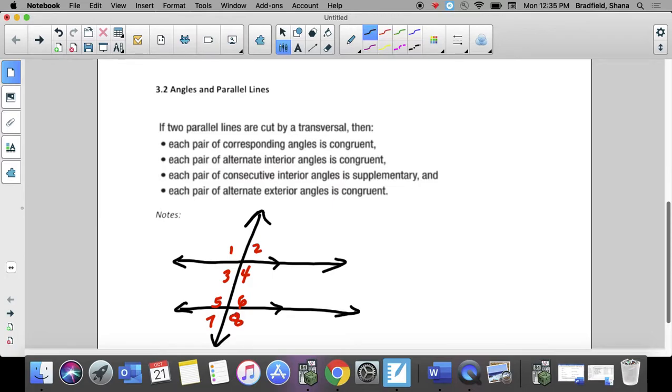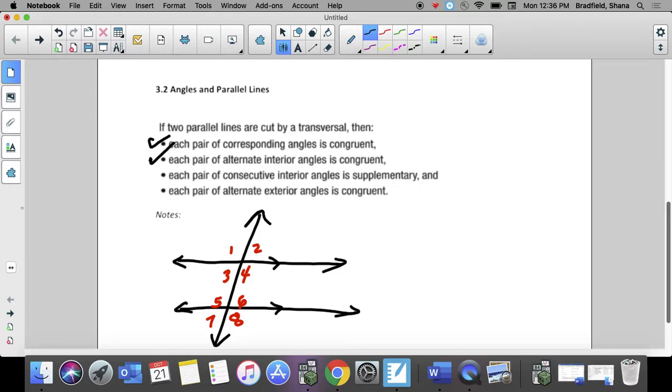These are our theorems. It says if two parallel lines are cut by a transversal, then each pair of corresponding angles is congruent. So an example in our picture would be angles 1 and 5 would be corresponding angles and they would be congruent. Then I have each pair of alternate interior angles is congruent. Our alternate interior angle example would be 3 and 6. So if two parallel lines are cut by a transversal, alternate interior angles are congruent.